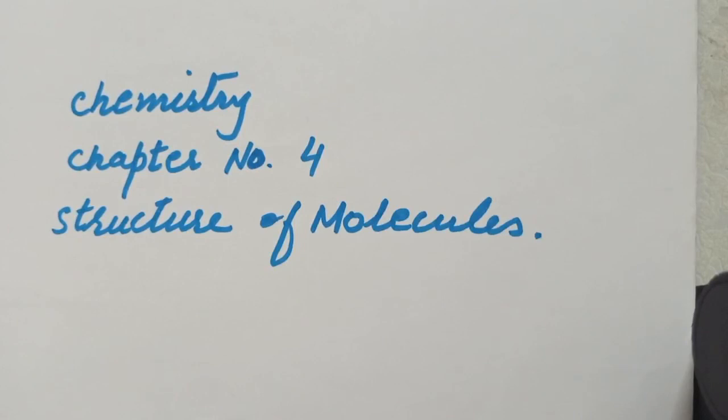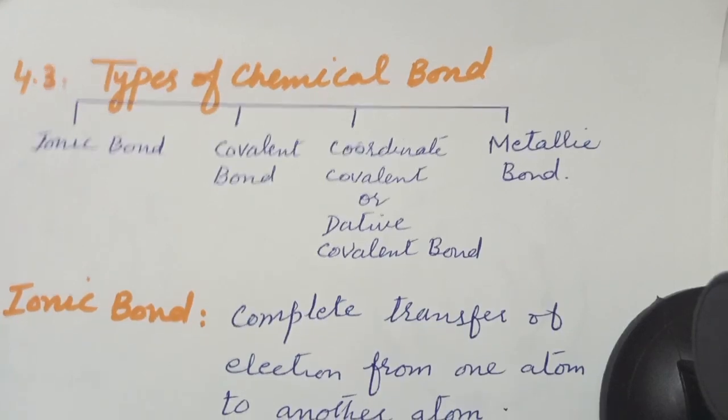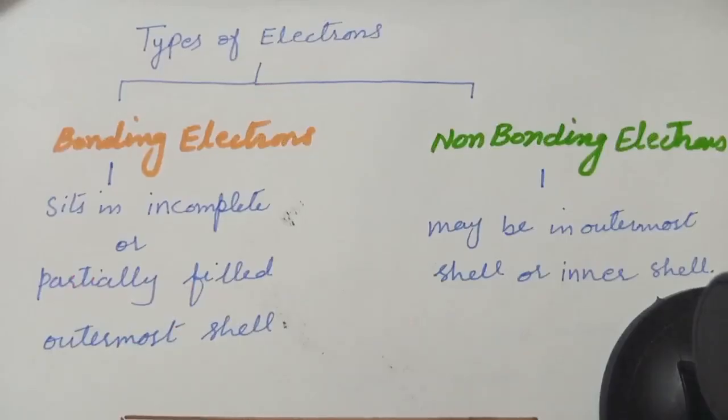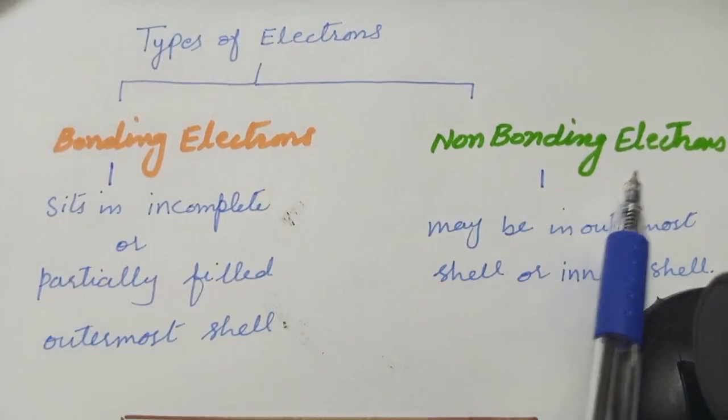We are studying chapter number 4 and we are learning structure of molecules. Today our topic of discussion is types of chemical bonds. Before I discuss this topic, I will describe the two types of electrons. There are two types of electrons, bonding electrons and non-bonding electrons.